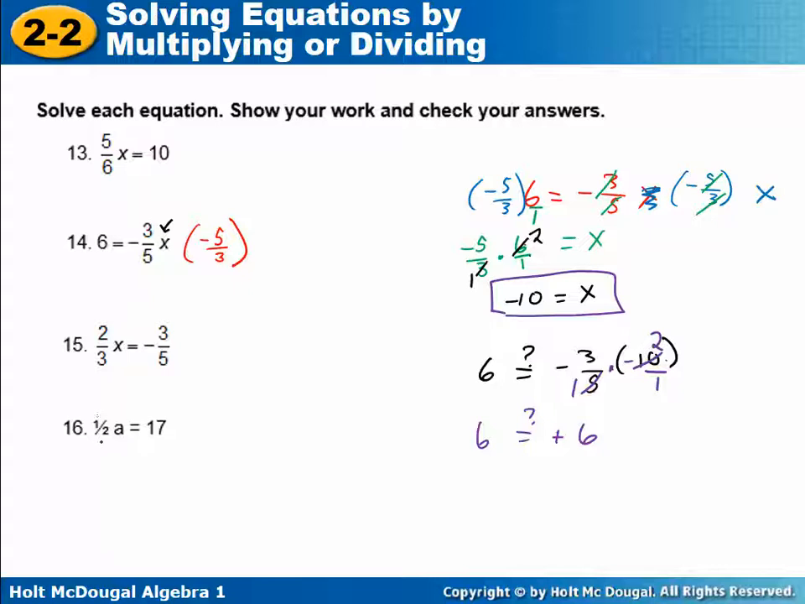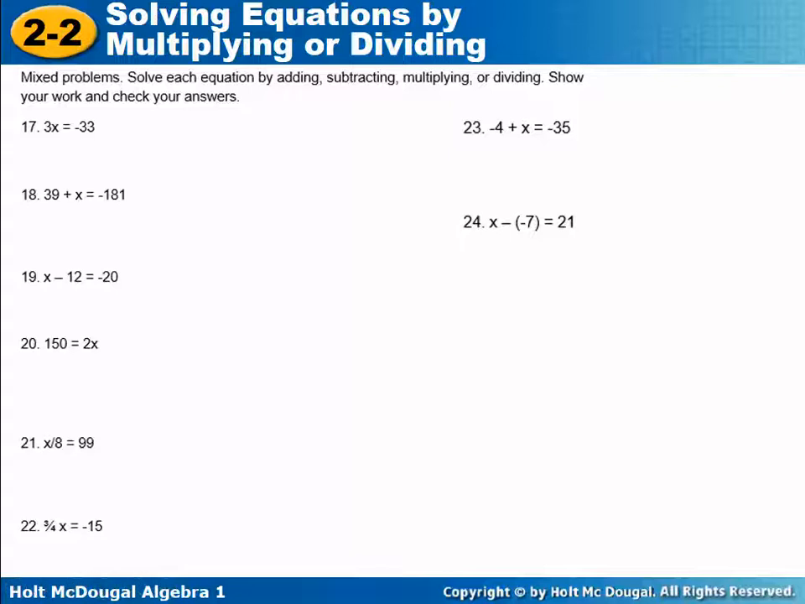Let's also look at number 16. I'll start number 16. This says that 1/2 a is equal to 17. The reciprocal of 1/2 is 2, or 2 over 1. So if I want to undo multiplying by 1/2, I could divide by 1/2, or I can just multiply both sides by the reciprocal of 1/2, which is 2. I'm not going to put 2 over 1. It's just 2. And then the 2's cancel, and I'm left with a equals, and then you can find out what 17 times 2 is. That one ends up being simpler.